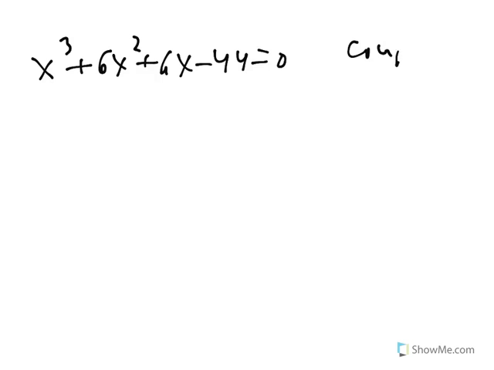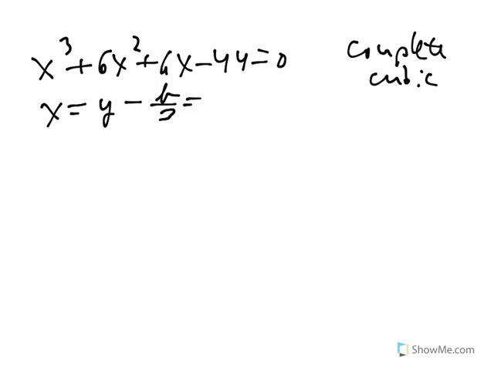So the final thing about this unit is what would happen if I had not a depressed cubic, but a full cubic, a complete cubic. Well, the trick is that you replace x with y minus b over 3. b is positive 6. This is not the same b as before. This is calling the coefficients a, b, and c. So in this case, it's y minus 6 over 3, which is y minus 2.